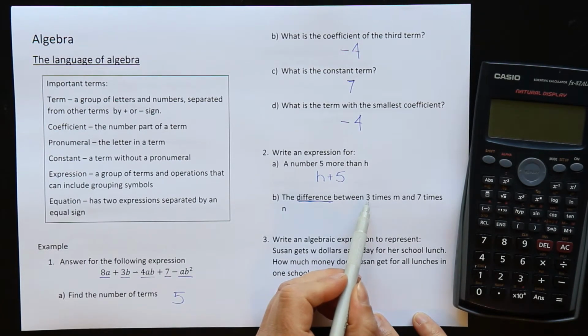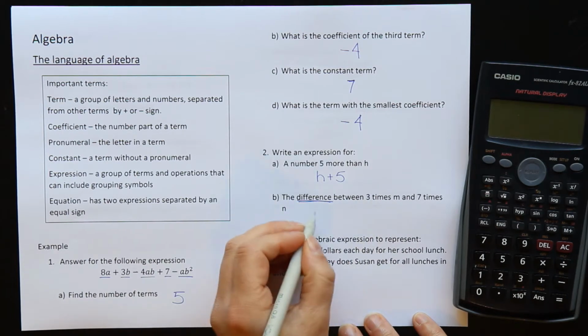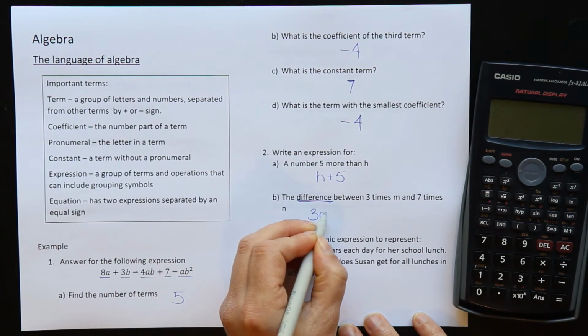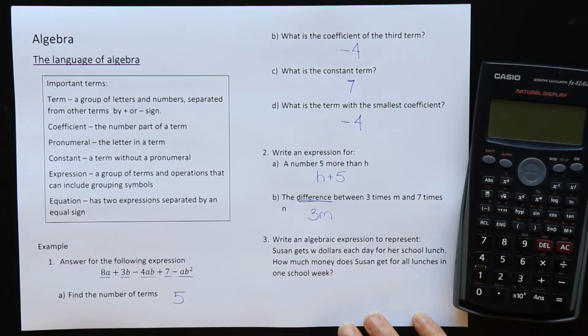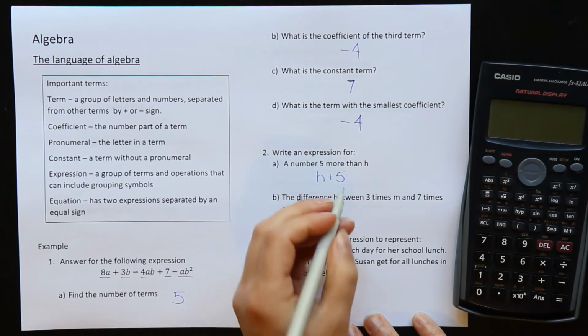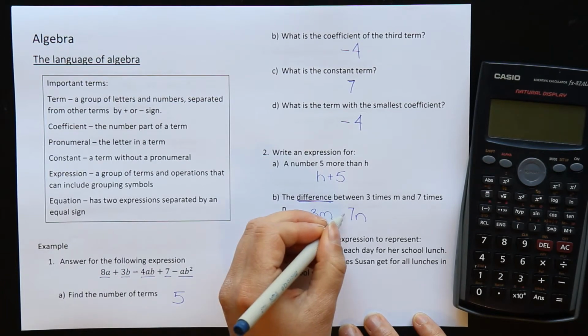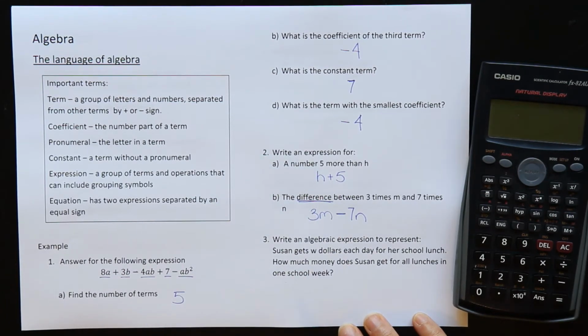My first term is 3 times m. Now in algebra, we never write multiplication signs. We write things next to each other. 3 and m next to each other means multiply. So there is my term 3 times m, 3m. And my other term is 7 times n, or 7n. And the difference means I want to subtract those two terms.